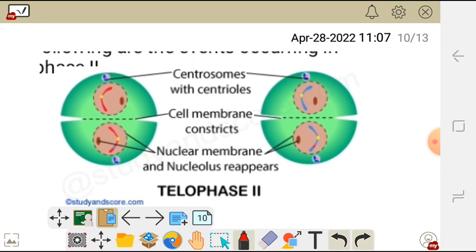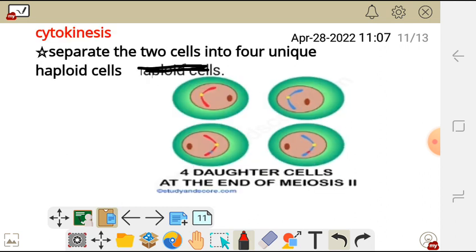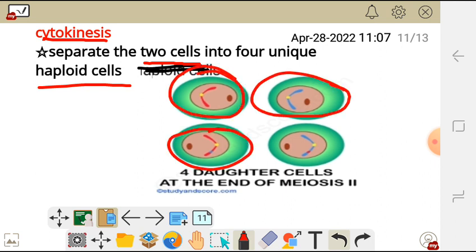This process of reconstriction of the cell is completed by what we call cytokinesis. Cytokinesis simply separates the two cells into 4 unique haploid cells. These are the resulting cells which have been formed after Meiosis 2. Those are the stages of Meiosis 2.